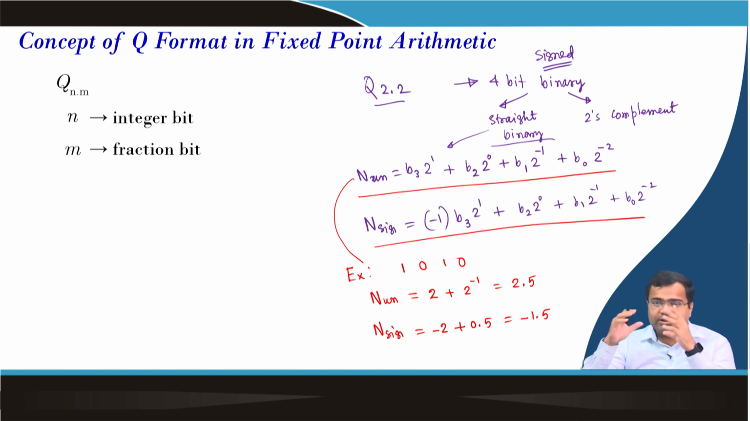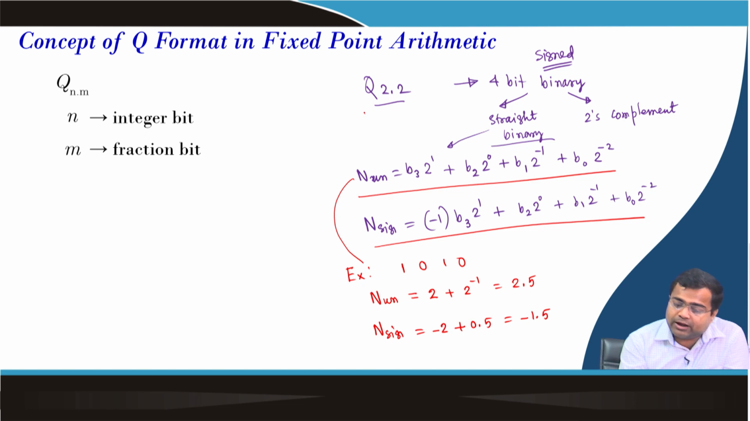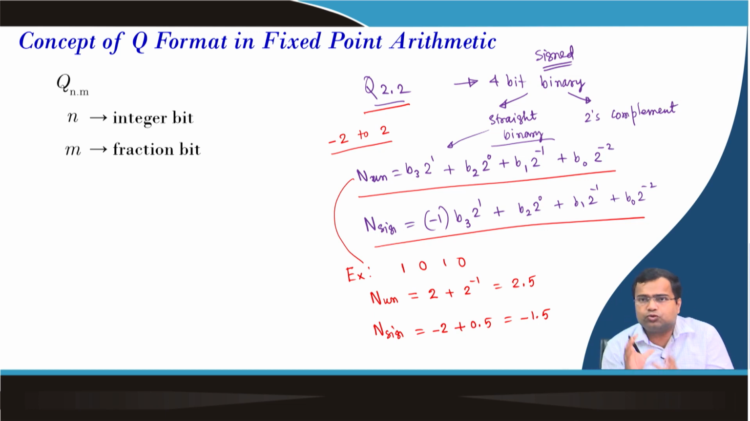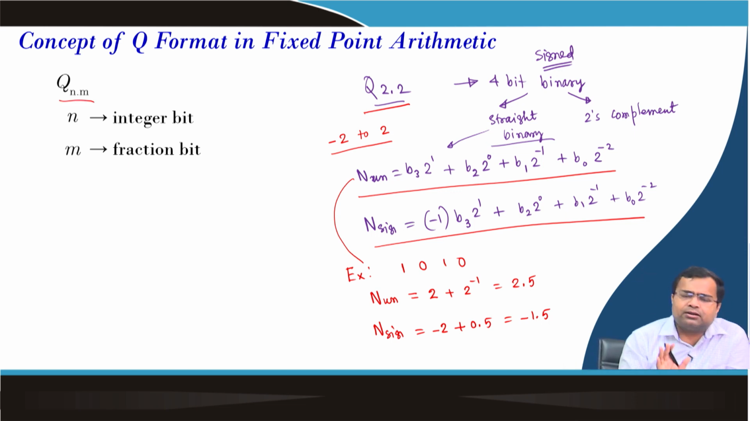Okay. So, minus 1.5. For the 2.2 format in signed, it can take values between minus 2 to plus 2. In case of unsigned number, it can take 0 to close to 4. I am not talking exactly about 0 to 2, because there will be a quantization error. So, this is the Q format, and from now onward we are moving with 2s complement.